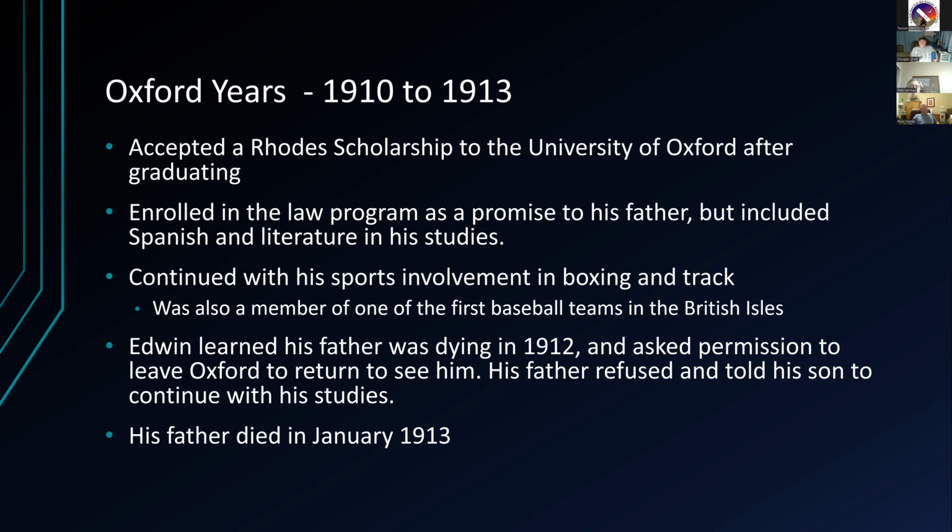During his time in Great Britain, around 1912, Hubble learned that his father was dying, and wrote a letter to his father asking if he could return from Oxford to see him. Unfortunately, his father refused and told his son to continue on his studies, and his father died the next year in January. So Hubble never actually saw his father after he left for England. A little bit sad there.